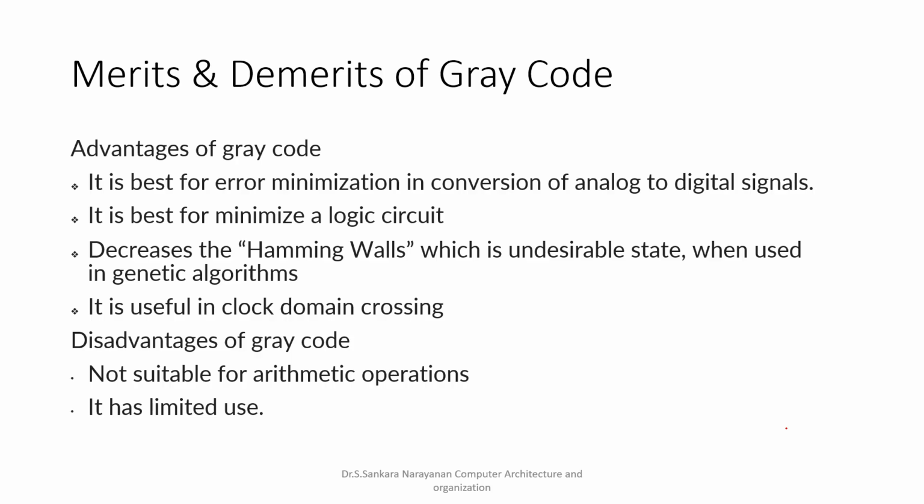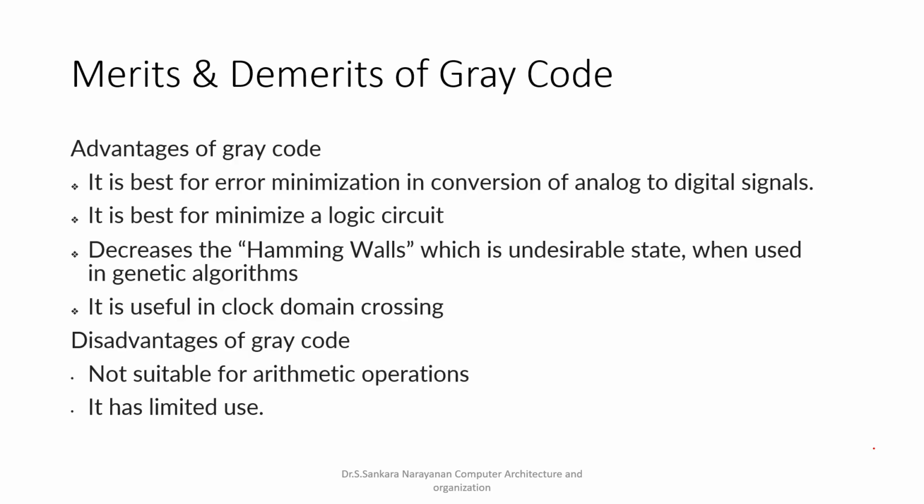So what are the merits and demerits of gray code? Gray code is best for error minimization in conversion of analog to digital signals. It is best for minimizing logic circuits and decreases the Hamming walls, which is an undesirable state when used in genetic algorithms. It is useful in clock domain crossing. The drawbacks of gray code are that it is not suitable for arithmetic operations and it has limited use.